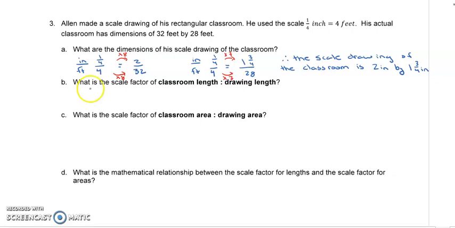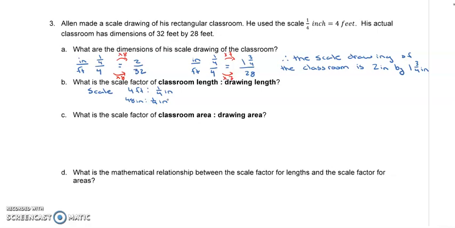I'm going to start out with what I know about the scale. My scale is 4 feet to 1/4 of an inch. Well, again, I need to have common units as I look at scale factor. So I'm going to take that 4 feet and change it to 48 inches to 1/4 of an inch. Now, scale factor is a lot easier if I have a unit right here.